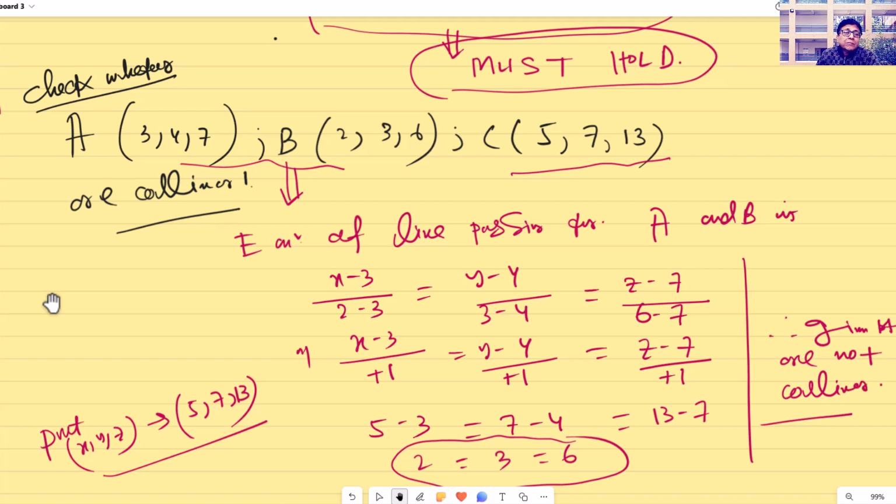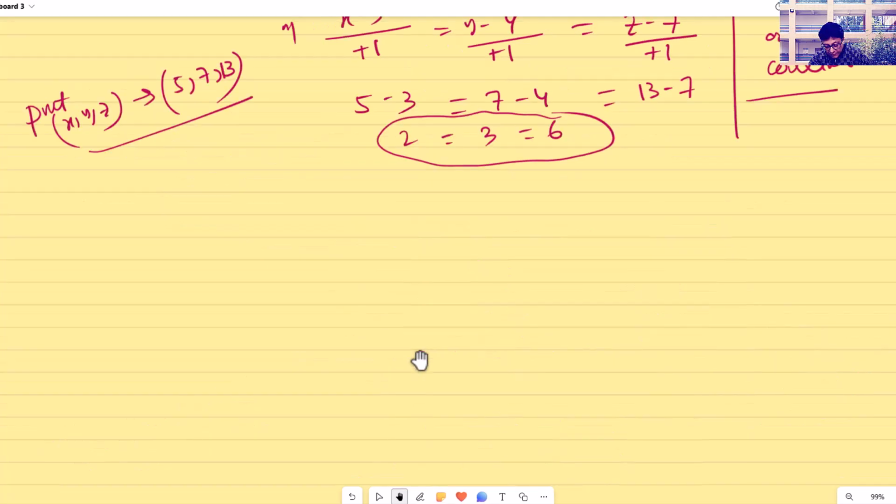The 3 given points are not collinear because the ratio is not satisfied. So write the equation of line passing through any 2 given points. Check whether the third one satisfies it or not. Then it is done. If it is not satisfied, they are not collinear. If it is, they must be collinear.